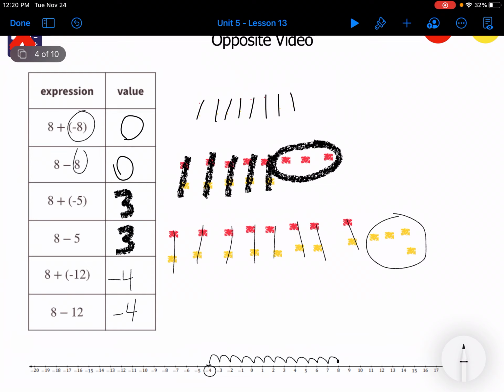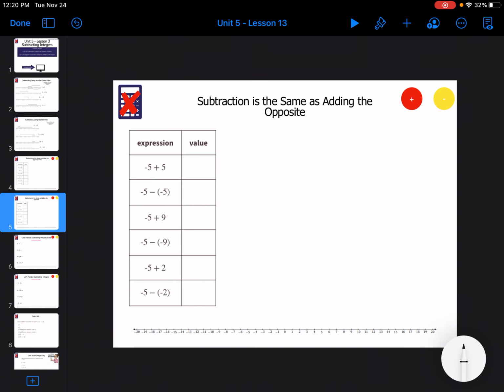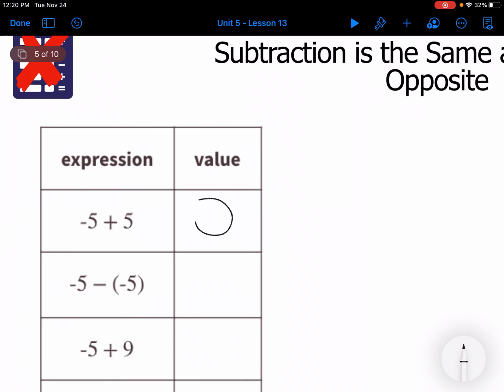Now I want you to think about this. 8, positive 8, they are opposites. -5, positive 5, they are opposites. -12, positive 12, they are opposites. So we're going to use that same principle here. So we have -5 and positive 5. Well, I know that's going to be 0. How do I know it's going to be 0? Because when I draw out those dots, I know that I'm going to get 5 negative dots, 5 positive, or 5 red, 5 yellow. I'm going to cross them out and make 0 pairs.